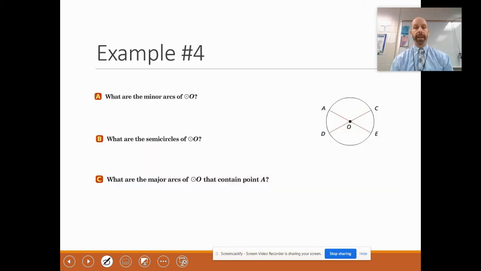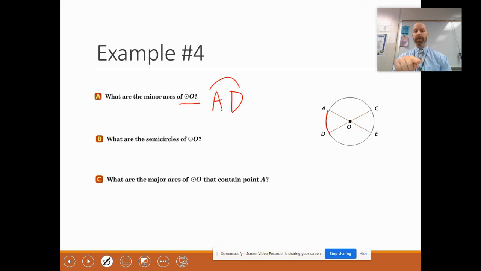So let's look at an example. I'm not going to give all the answers, I'm going to give most of them. Okay, this section is actually pretty simple. So here's circle O. They want us to give the minor arcs. I'm not going to give all the minor arcs, but I'm just going to give you a few. So this right here, AD, you just write AD and then put an arc over it. That is a minor arc because it is less than a semicircle.